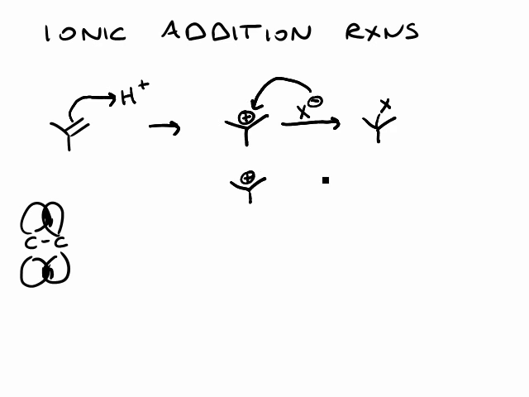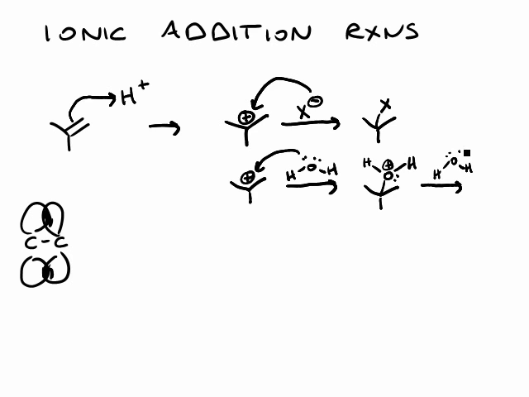If water attacks the carbocation, then you end up with something that has a positive charge. Here's water that attacked, and this oxygen has a positive charge. And then you need to remove the proton. And you can use water to remove that proton, and get your product, OH. This is one type of ionic addition reaction.